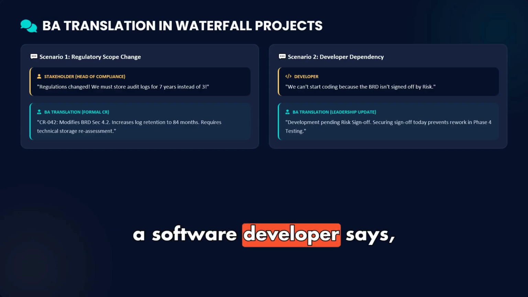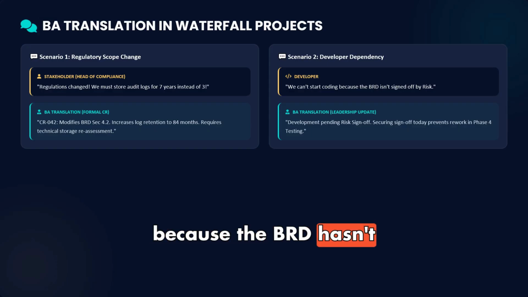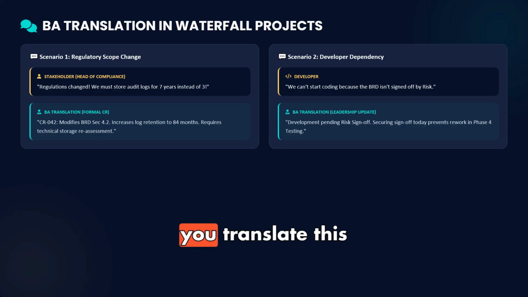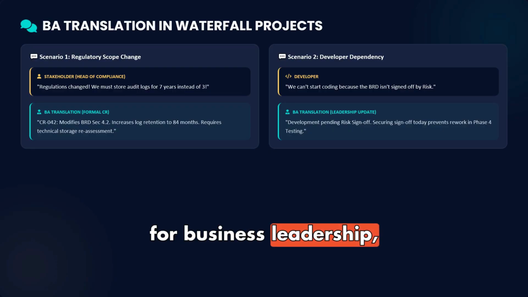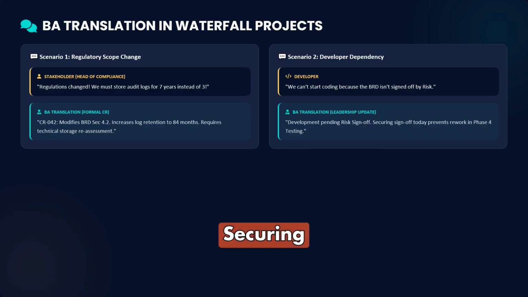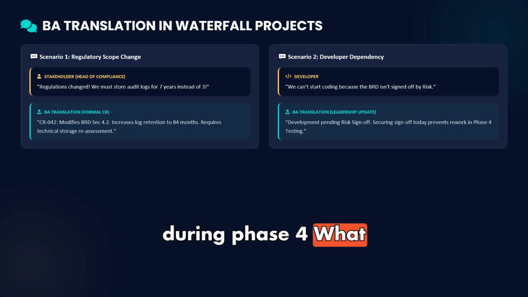Translation 2. A software developer says, we can't start coding because the BRD hasn't been signed off by risk management. As the BA, you translate this for business leadership. Coding start is pending formal risk sign-off. Securing sign-off today prevents rework during phase 4 testing.